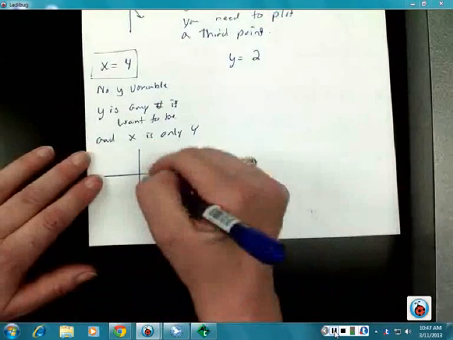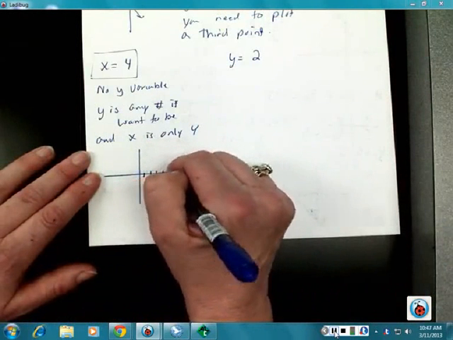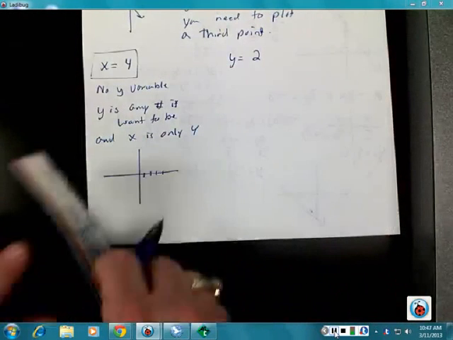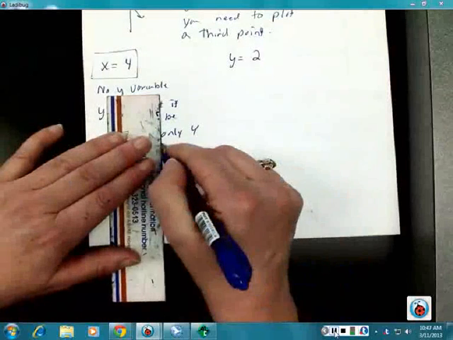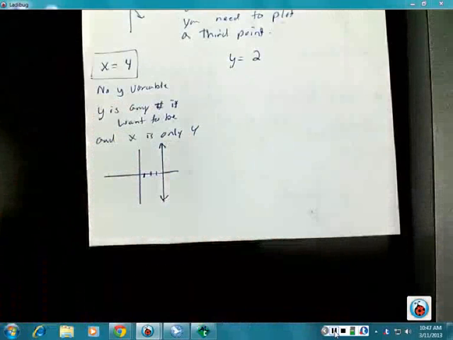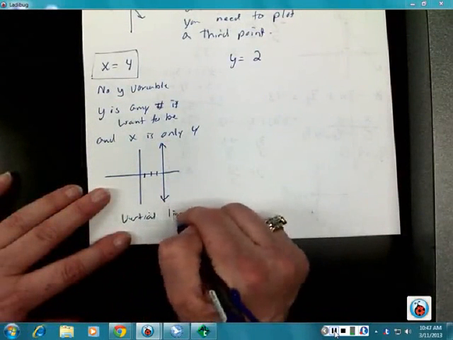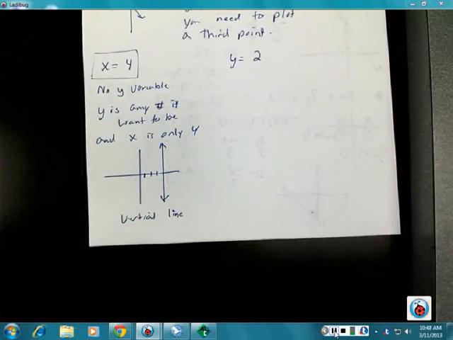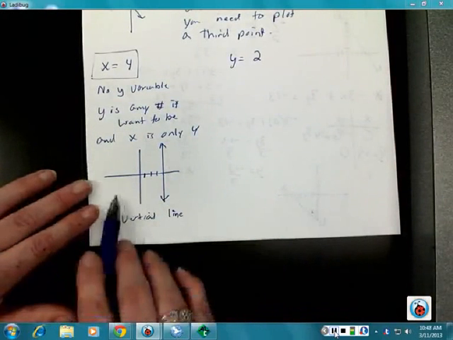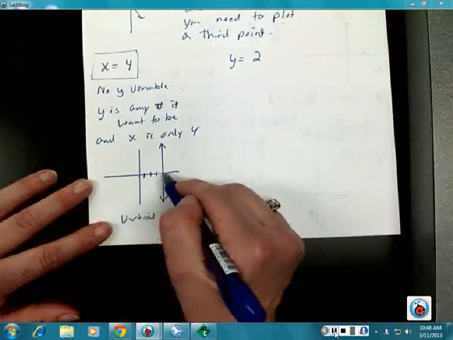Well, it's a straight line going out here at 4, but it's a vertical line going straight up and down. And what leads you to going straight up and down is where x crosses at 4.